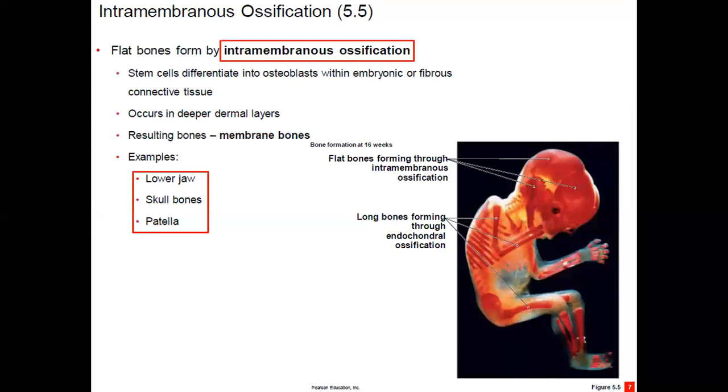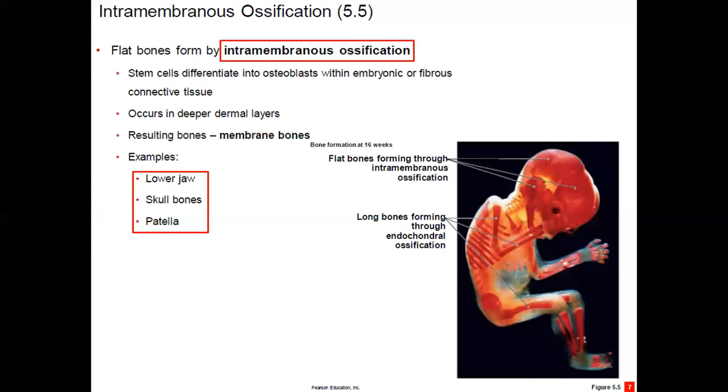Stem cells in this membranous tissue, it's connective tissue actually, start to differentiate immediately into osteoblasts. And that occurs deep to the dermis in the fetus. Basically what results is membranous bones. So bones basically trapped in membranes, intramembranous ossification, right?